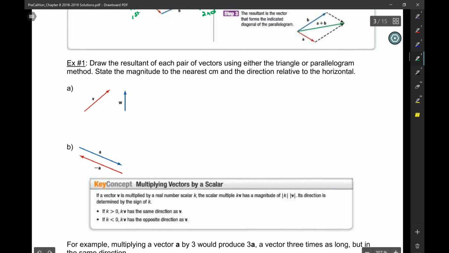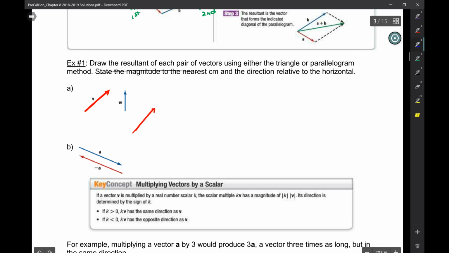So let's draw the resultant of each pair of vectors here. Which one do you do first? The one on the left or the one on the right? It really doesn't matter, but I always like to go in alphabetical order. So here it says state the magnitude and the direction relative to the horizontal. I'm going to do the light version of that. So here's vector V, and this is vector V right there. I'm just going to reproduce that here.